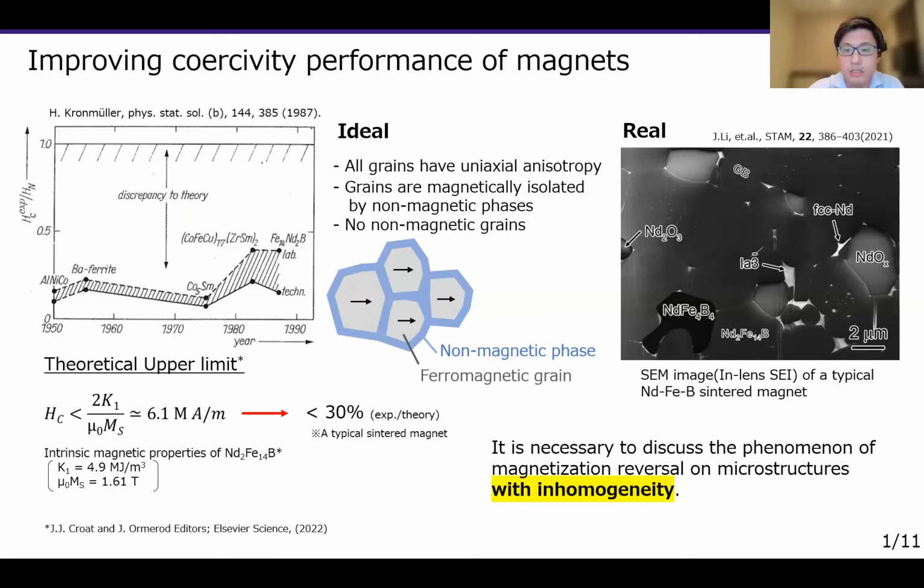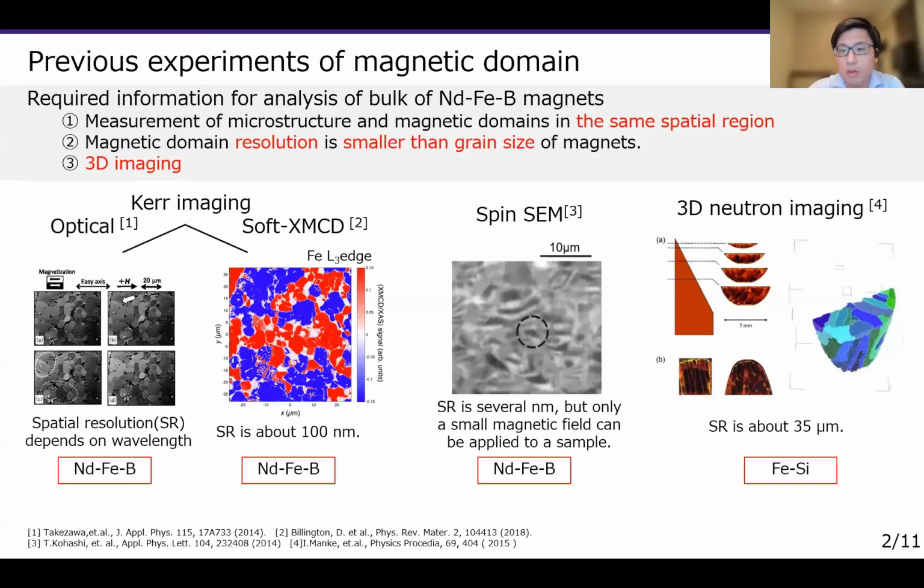inhomogeneous microstructures. Here we have three conditions necessary to measure the magnetic domain of magnets. First, we can spatially measure the magnetic domain and microstructure at the same location. Second, the resolution of the magnetic domain is smaller than that of the main phases. The third is that it can be measured three-dimensionally.